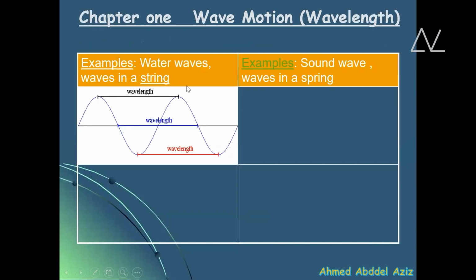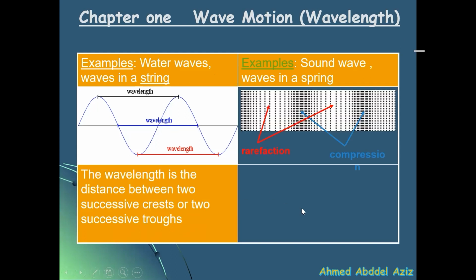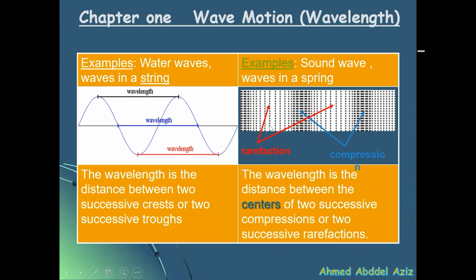Here we have the wavelength. It's the distance between two crests or two troughs or two points in the same phase, like this. The example is water or string, where the particles are moving up and down perpendicular to the propagation direction to form crests and troughs. In longitudinal waves, we have examples like sound or the movement in springs, where the particles compress and then move further apart, which are rarefactions.